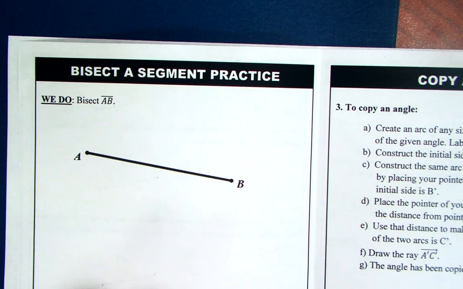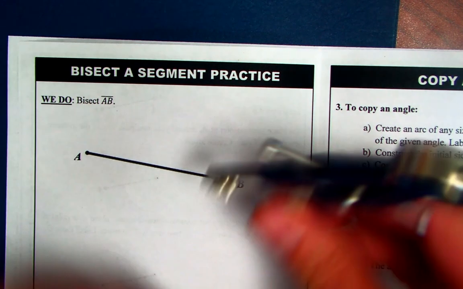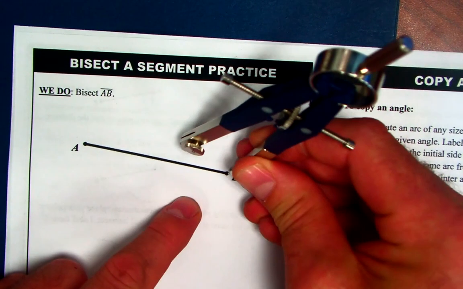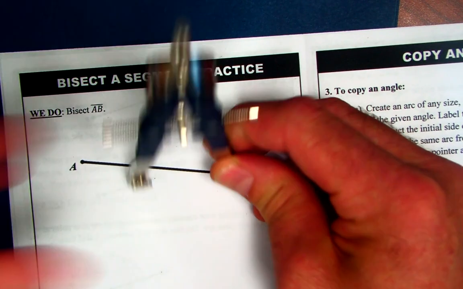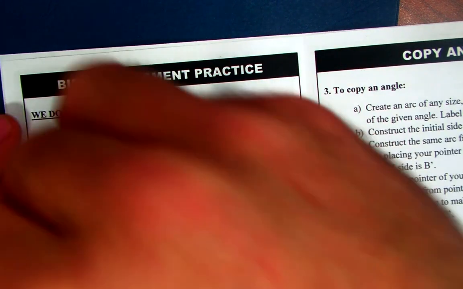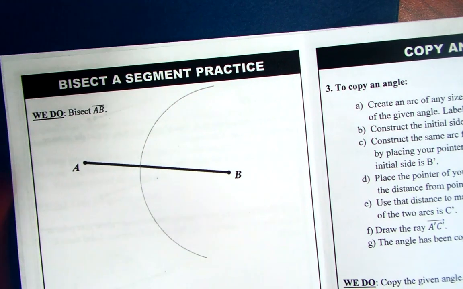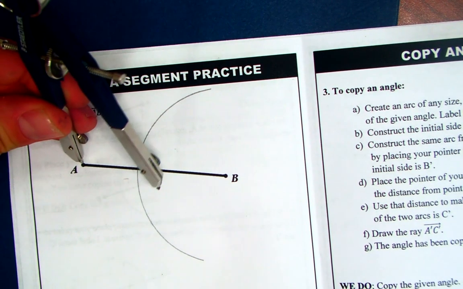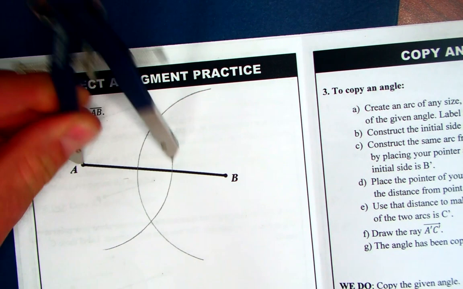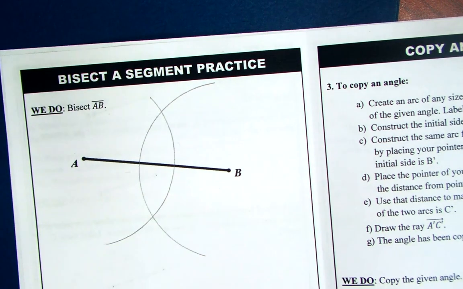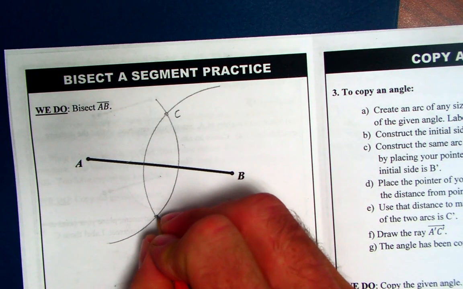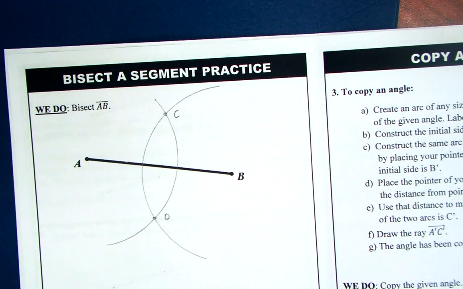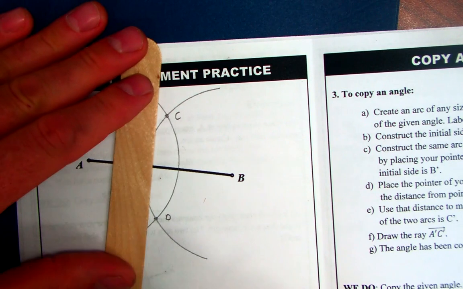Okay, so now we're going to do it without having to do it on multiple diagrams. We're going to bisect segment AB, so we're going to open up the compass to be more than half and make an arc. Okay, move your compass to the other endpoint. Make an arc. We created two new points, so we're going to label those C and D.